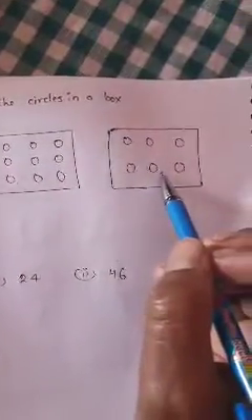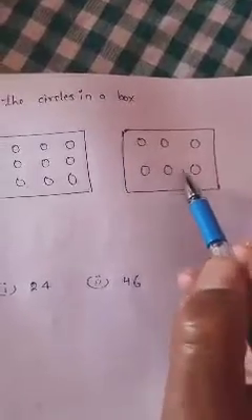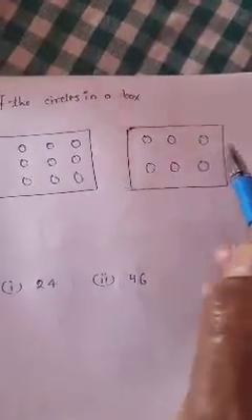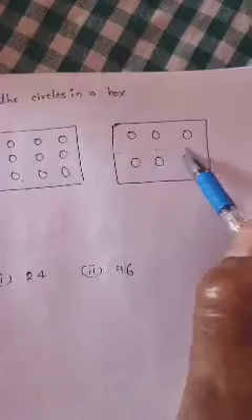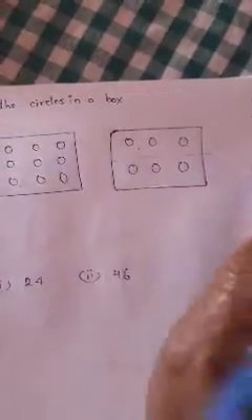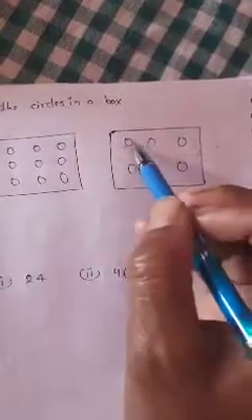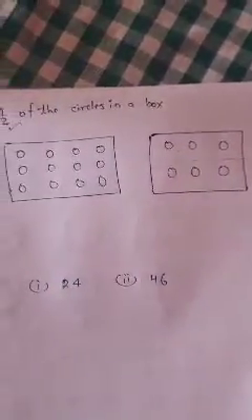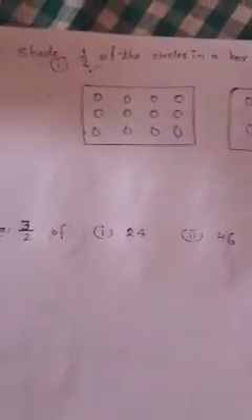In the second, 1 upon 2, first of all you have to divide these circles into 2 equal parts. So in each part you will get 3 and 3 circles, and you have to shade one of the parts. It means you have to shade 3 circles. So you will do it yourself.